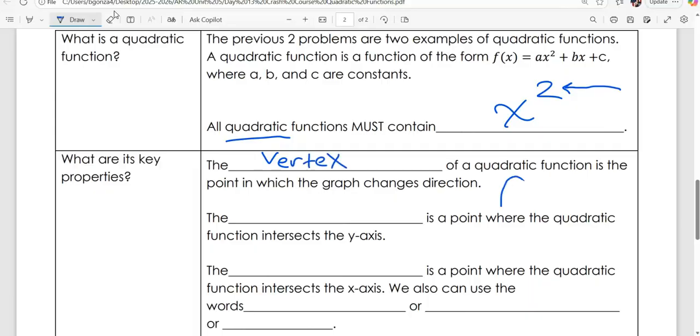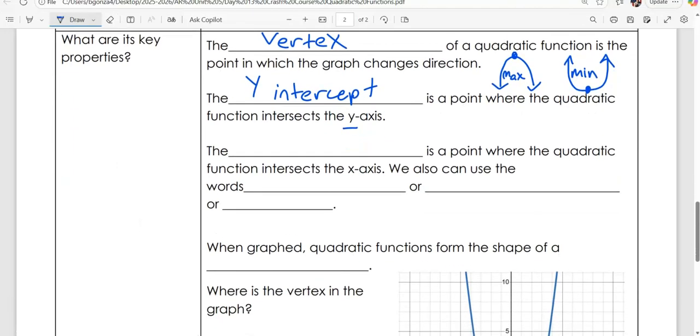I'm going to draw a little picture. If it's going down, the vertex is at the top. It's called a maximum. Max. If it looks like a smile and it has a bottom point, that's called a minimum. So if it looks like a hill, that has a max. If it looks like a U, it has a minimum. Okay, the blank is a point where the quadratic functions intersect the y-axis. The y-axis is the y-intercept. Okay, it's in the name. Y-axis, intercept is where it touches the y-axis.